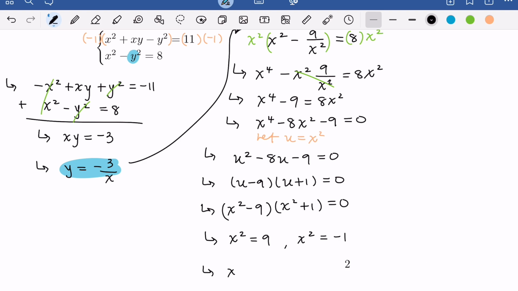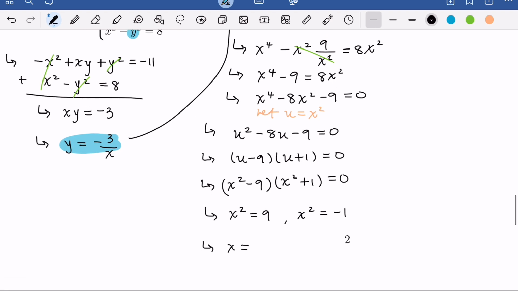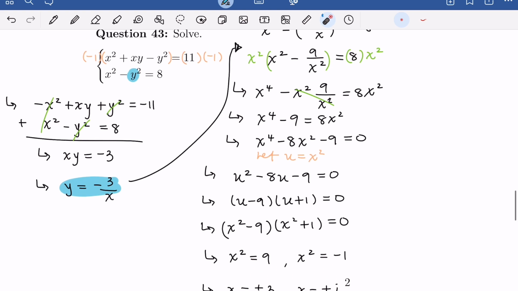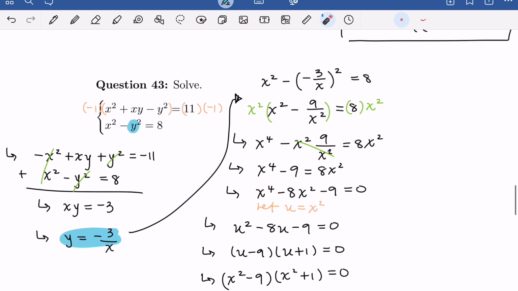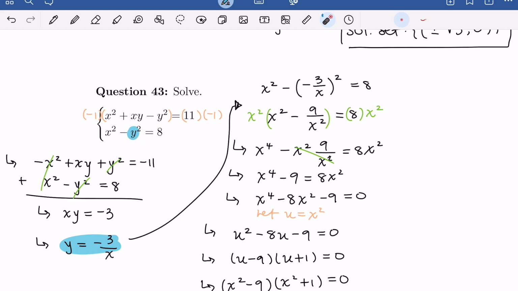So ultimately, we're going to get that x is going to be equal to plus or minus 3, and then x is going to be equal to plus or minus i. Remember, if we take the square root of negative 1, that's going to give us i. So we already have 4 different x values here. What we're going to need to do is plug all 4 of these x values into one of these equations and get 4 different y values.